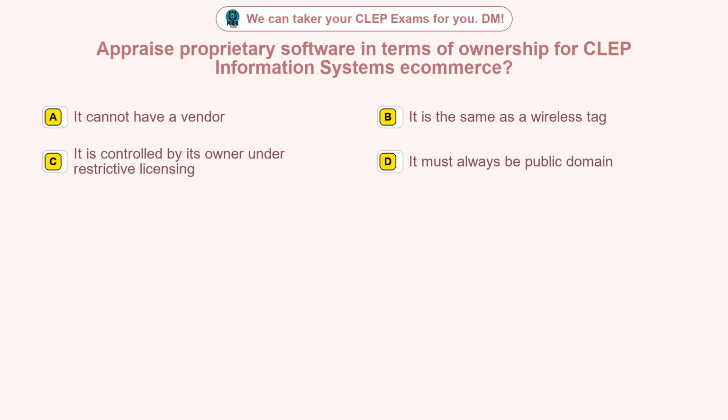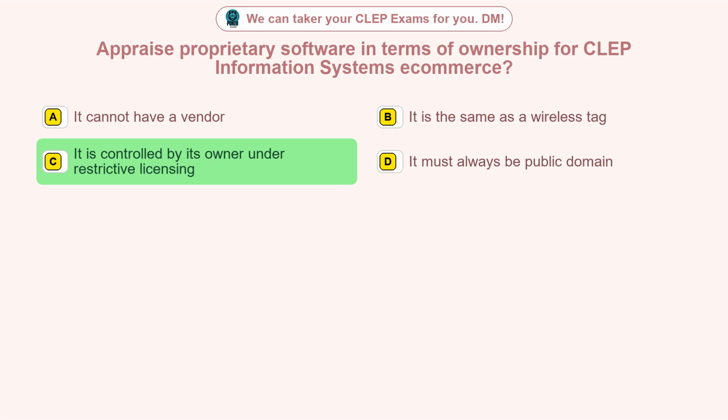Question 94. Appraise proprietary software in terms of ownership for CLEP Information Systems Ecommerce. Option A. It cannot have a vendor. Option B. It is the same as a wireless tag. Option C. It is controlled by its owner under restrictive licensing. Option D. It must always be public domain. The correct answer is option C.